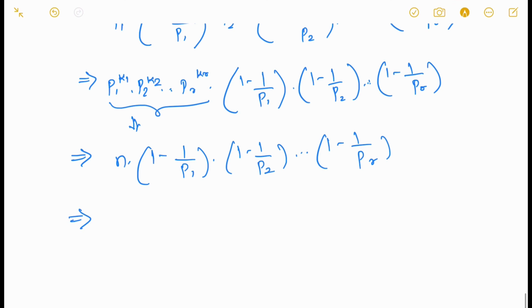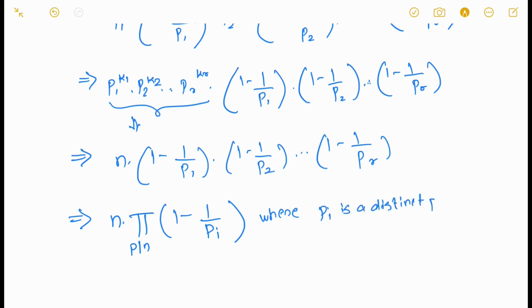So using the multiplicative operator, we can write it as pi over p, such that p is a distinct prime in the prime factorization of n, of 1 minus 1 upon p, where p is a distinct prime factor of n. So there we go.